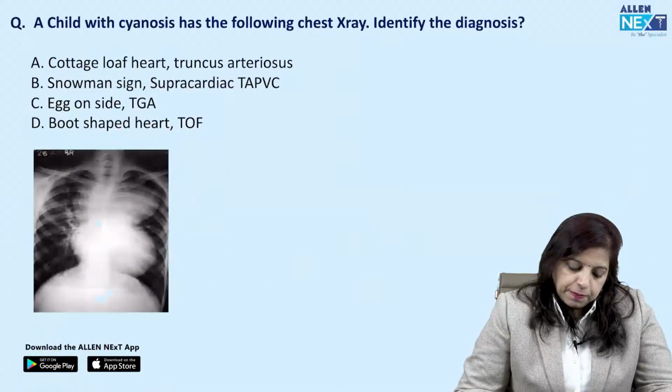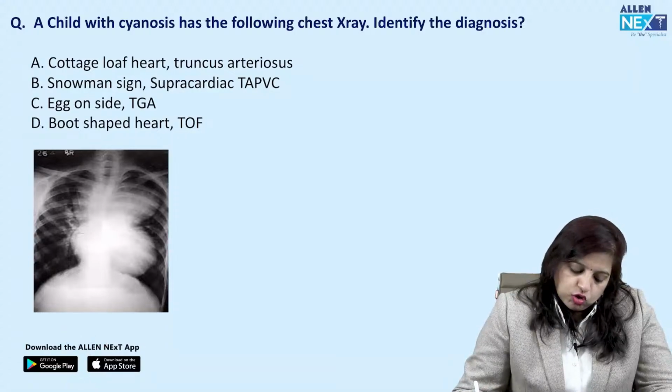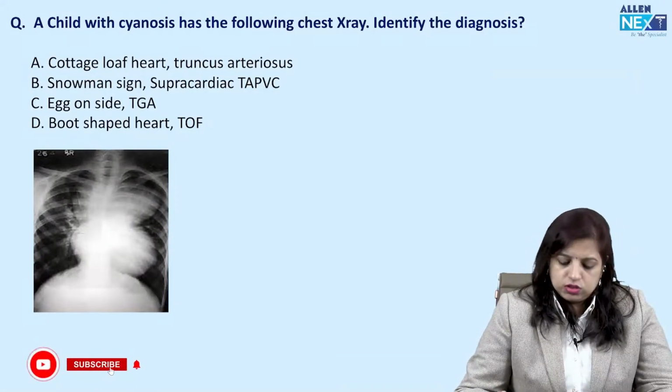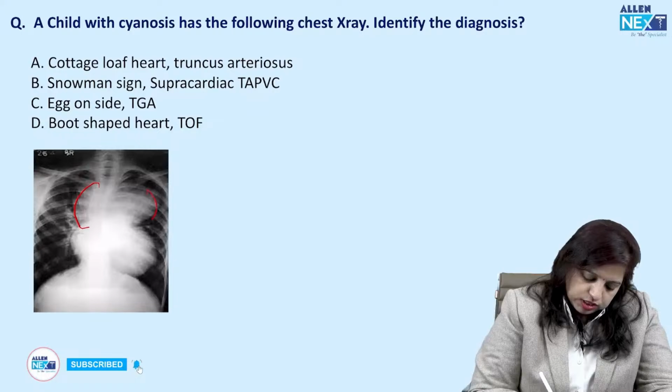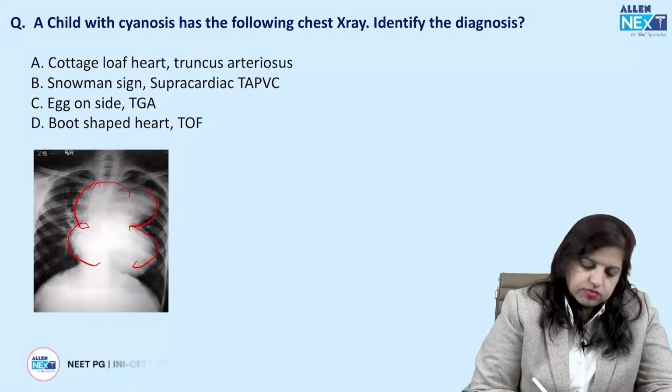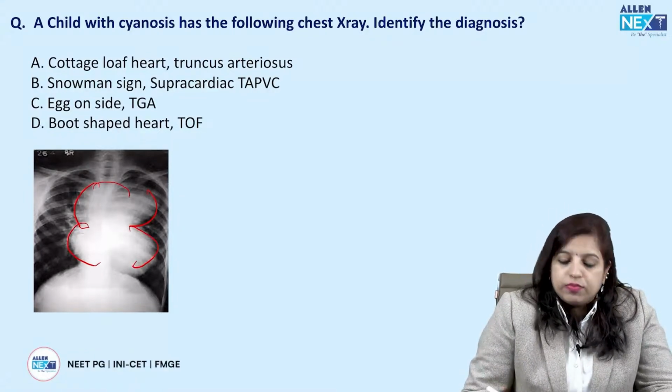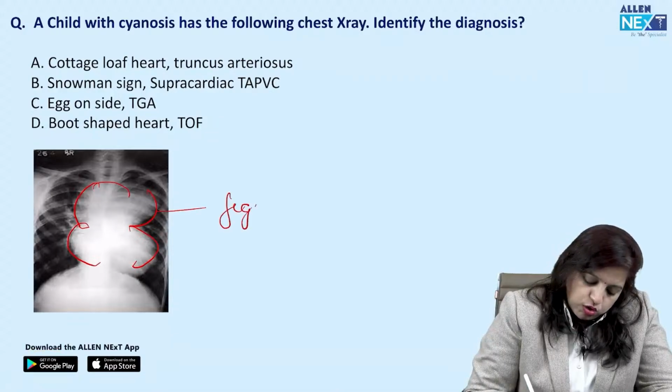Okay. Then a child with cyanosis has the following chest X-ray, identify the diagnosis. So very clear-cut question. Can you see this? What is this? Yes, very good. You can call it snowman appearance, or you can call it figure of 8 appearance.